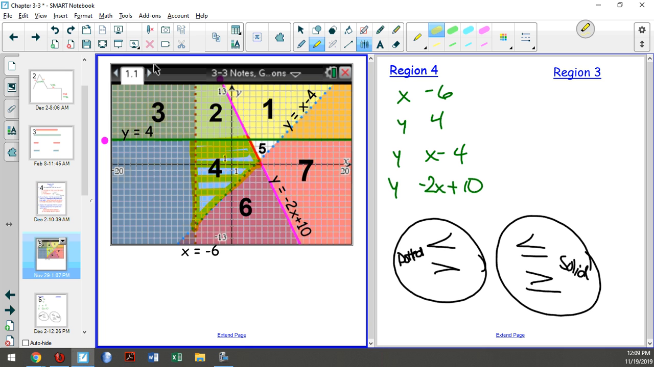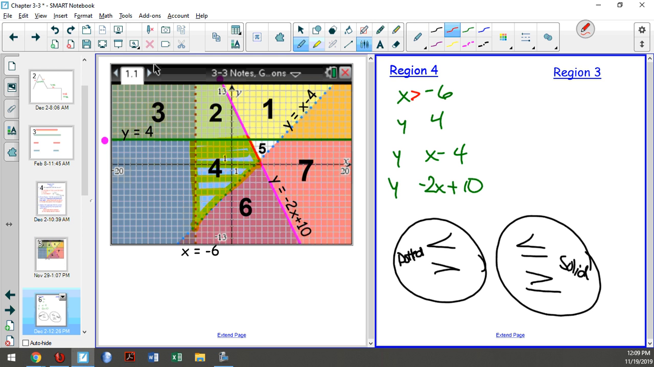So the shading for region 4 is going to be to the right. Do we all see that? Region 4 is to the right of the dotted line. So to the right indicates what? Greater than or less than? Greater than. You only use the right and left when it's a vertical line. Do we all understand that? Okay, so let's go to the next one.